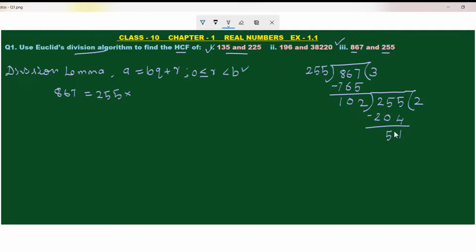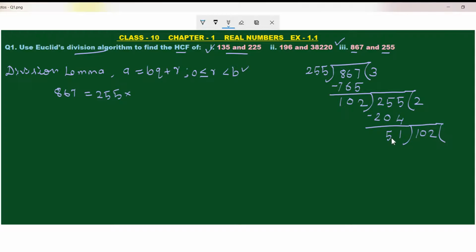See, in this step also we haven't got the remainder 0. So again what we are going to do? We are going to divide the previous divisor, this one, by the remainder 51.